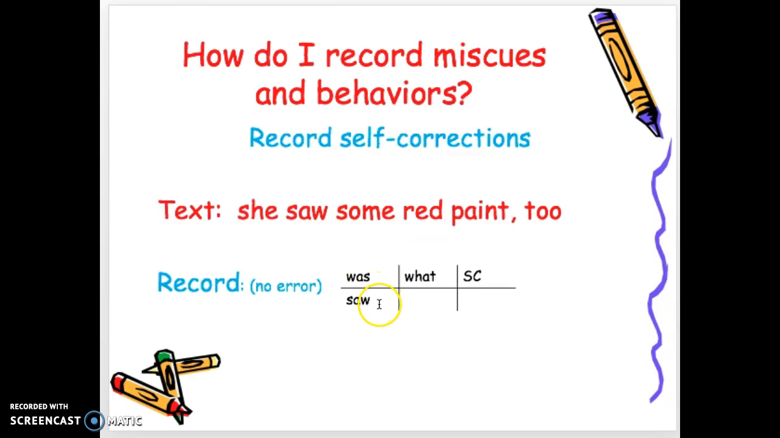So that would be recorded as a self-correct. Here's again a self-correction. Child read was instead of saw, and then what, and then self-corrected. So this person put an SC for self-correct. The one on the slide before just simply put a check there.